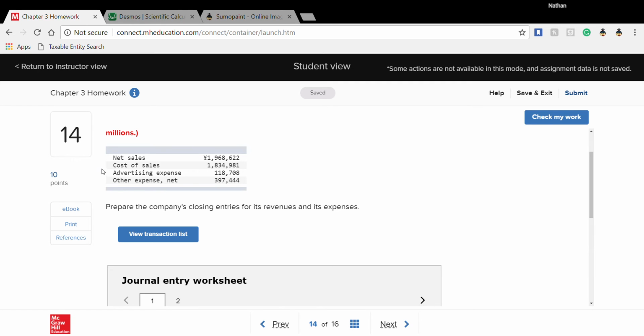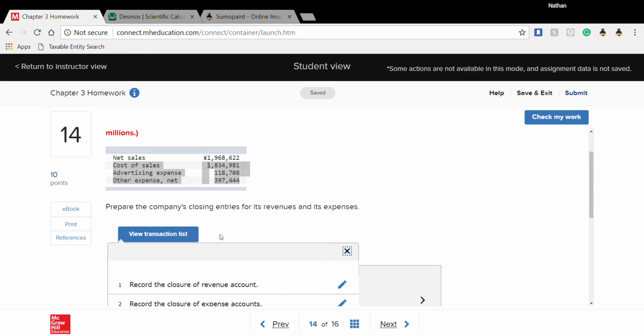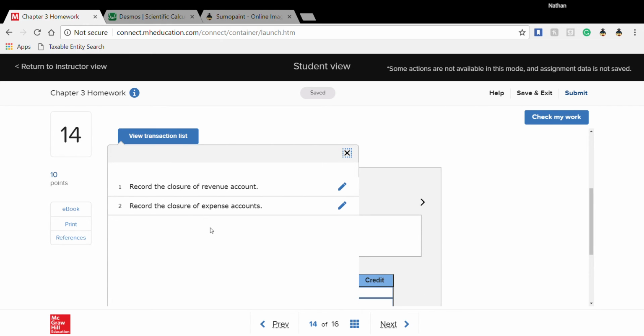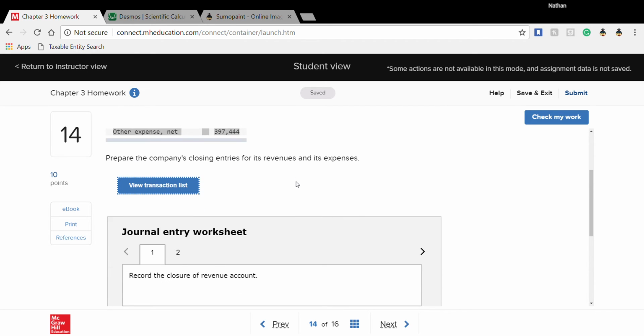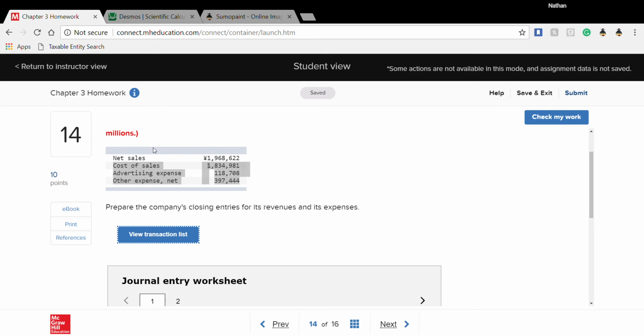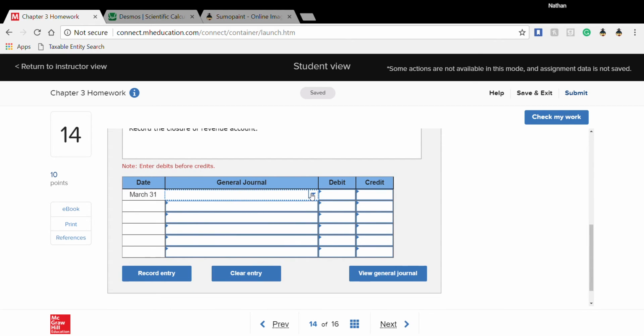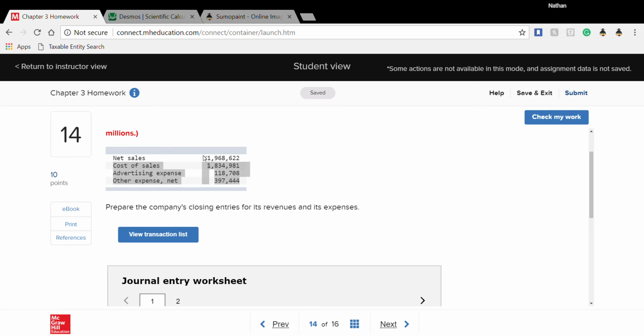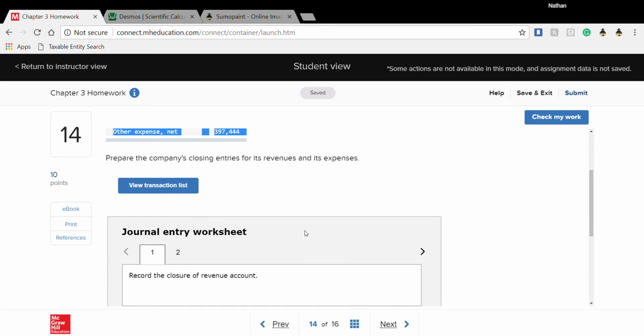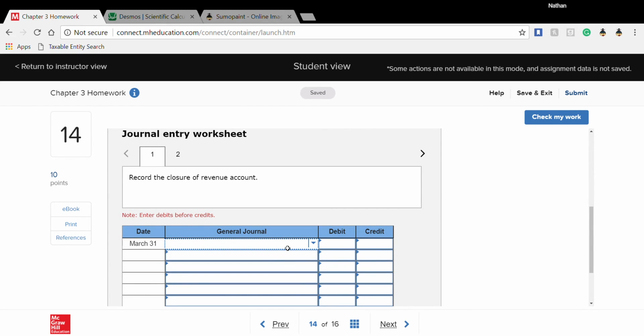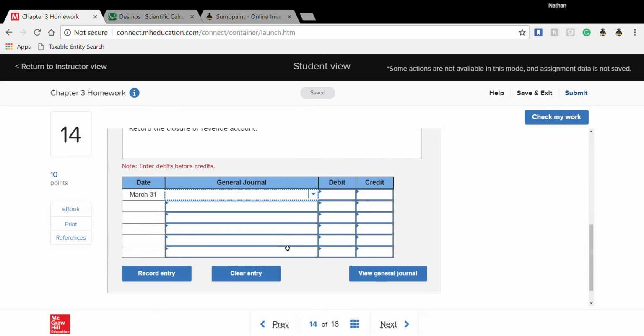If we look here, this is our revenue. These are our expenses. So I like this: view transaction list. Record revenue accounts. Record closure of expenses. We're not doing too much here. We're only doing 2 of the steps of closing entries. If we know net sales is this amount, that's what we're going to put in. Now again, since revenues are naturally credited, we must debit them to close. So we're going to put in net sales.